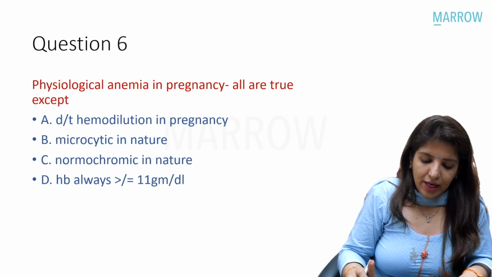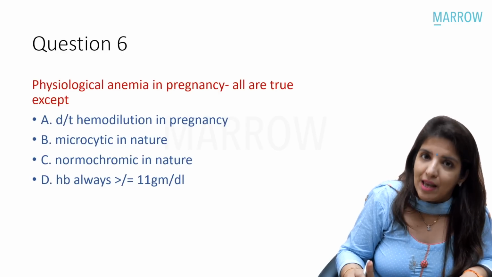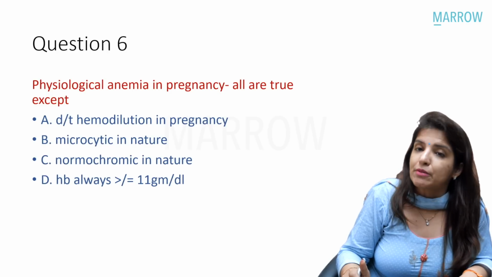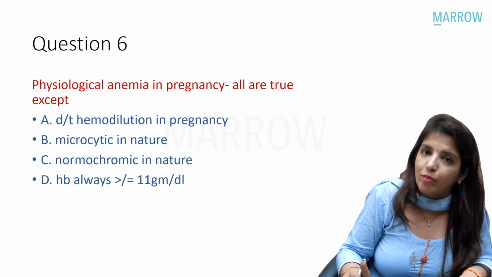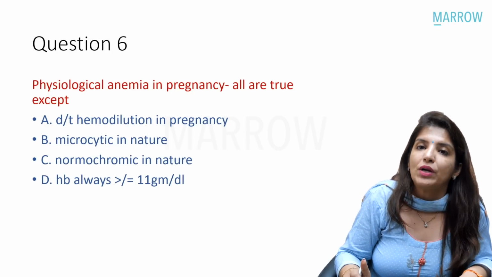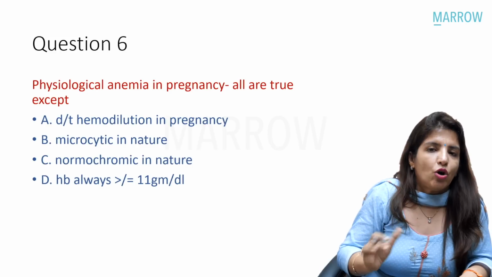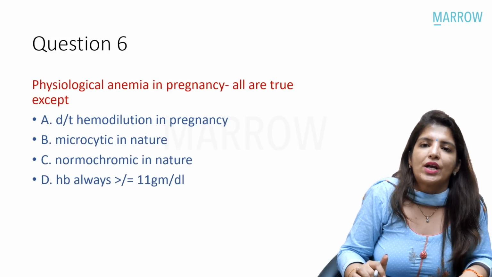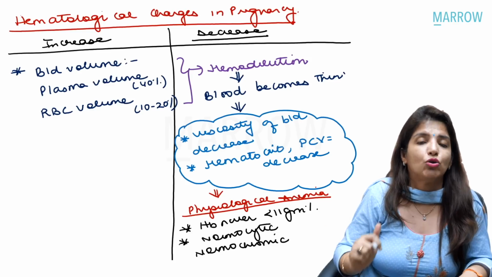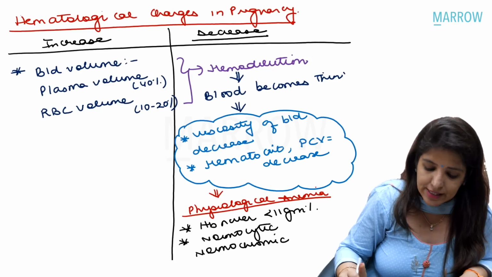Physiological anemia in pregnancy, all are true except: option A, it is due to hemodilution in pregnancy. Option B, it's microcytic in nature. Option C, it's normochromic in nature. And option D, hemoglobin always is more than or equal to 11 gram per dL. In order to understand this, you will have to understand the concept behind it. In other words, you will have to understand what hematological changes occur in pregnancy.